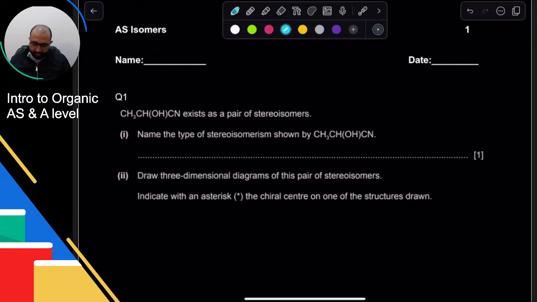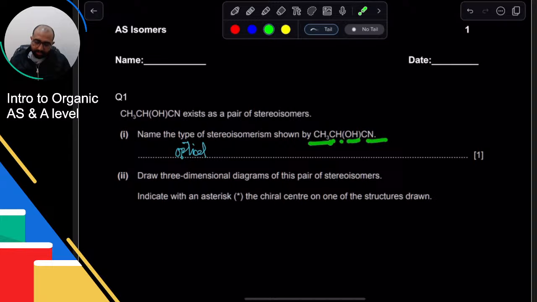This compound exists as a pair of stereoisomers. Name the type of stereoisomer shown. So there's 2 types. There's the geometric one and there is the optical. Now, geometric happens if you have double bonds and 2 same groups attached to them. But this one has no double bonds. So this one is going to be optical. And optical happens if you have 4 different groups attached to the same carbon, which you can see this carbon has: hydrogen, OH, CN, and CH3, 4 different groups attached to it.